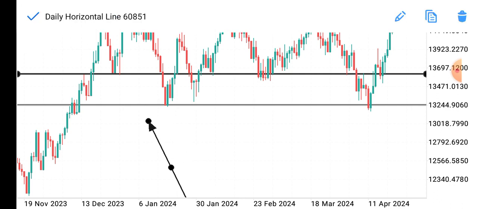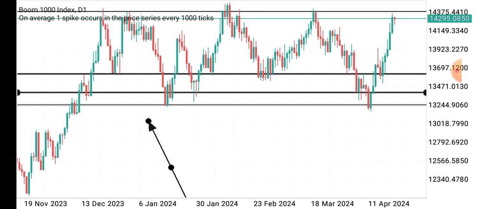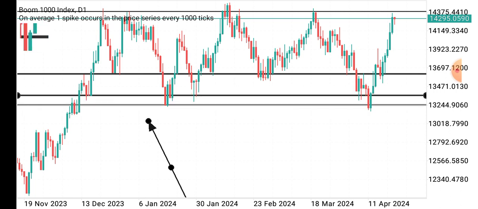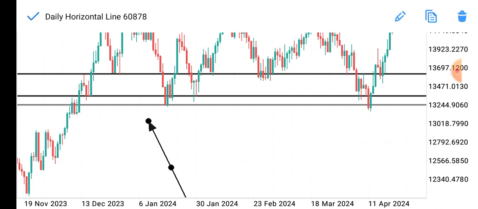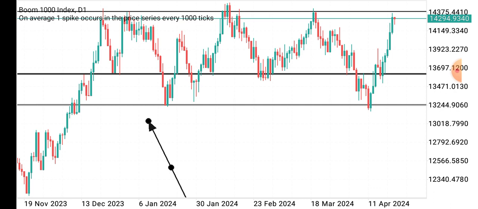And somewhere here, it looks like a strong support zone, but it doesn't really make sense on this time frame. This might make sense when we get to a lower time frame, so I'll just remove it, and let's take the only one that really fits well here.